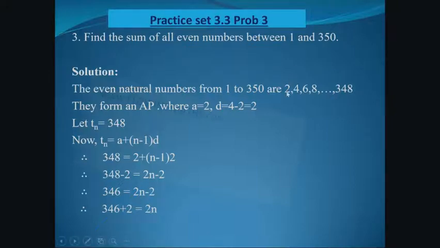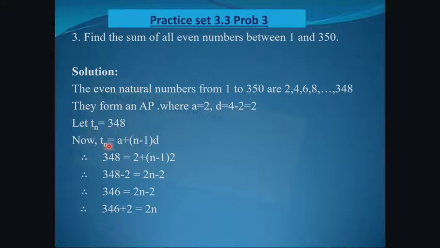And after 1, the first even number is 2. So remember, the question is in between. They have not said from this number to that number. So the series is 2, 4, 6, 8 till 348. Now a is 2, the first term. D is 4 minus 2, that is 2. And Tn, the last term, is 348.